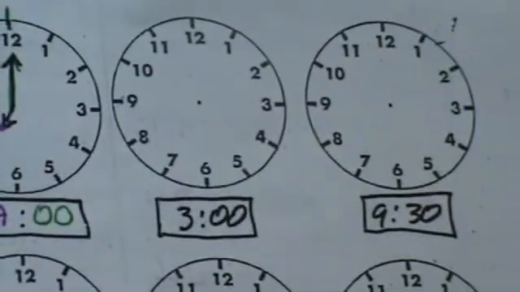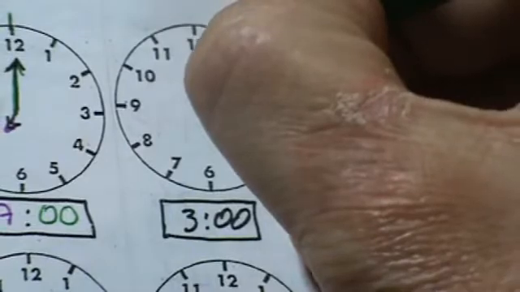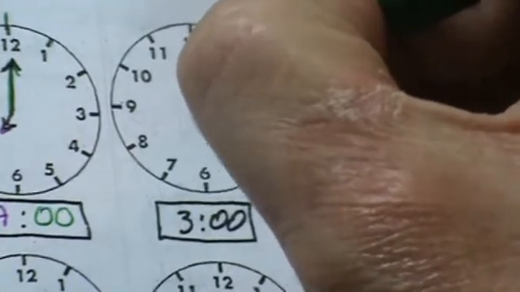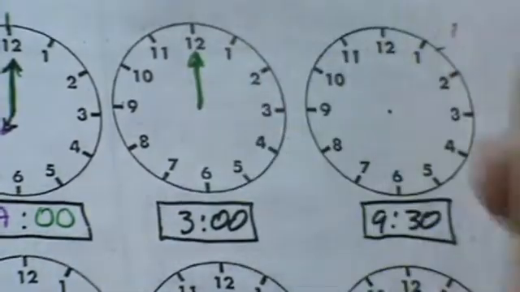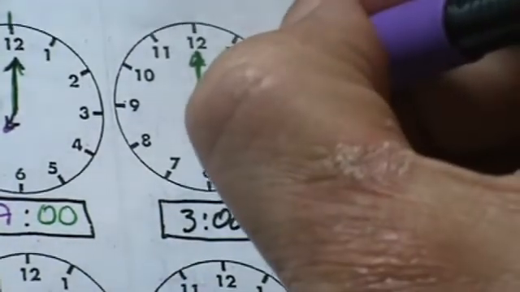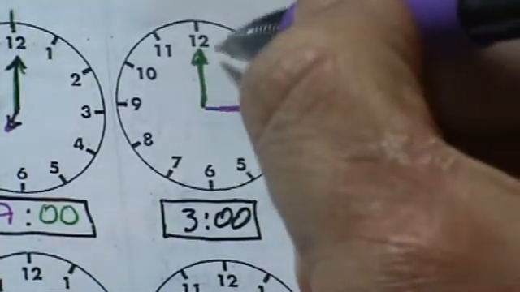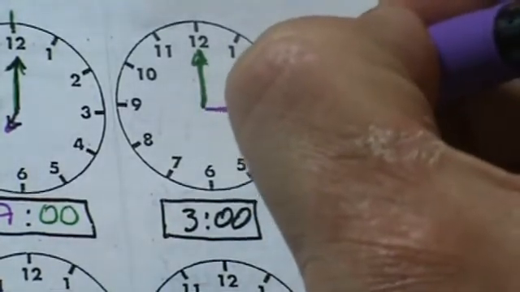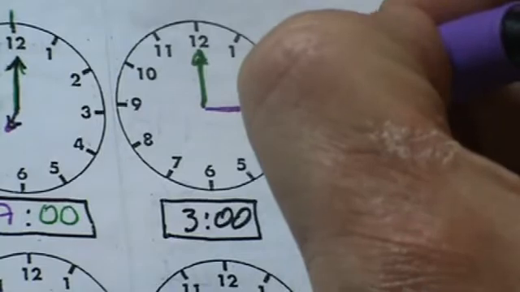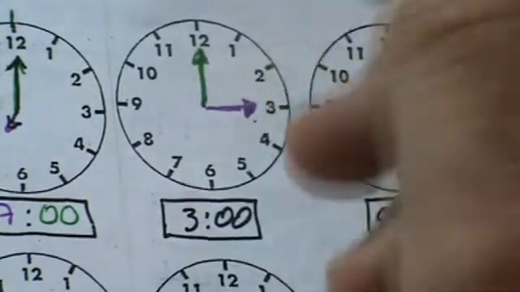Next one. I have 3 o'clock. First the minutes. The minutes point to the 12 because it's o'clock. It's 00. And the time is 3. So that this one is going to point to the 3 also because it's 3 o'clock. If it was 3:30, this one is going to be in the middle of the way between 3 and 4. If it's 3:55, it's going to be closest to 4.